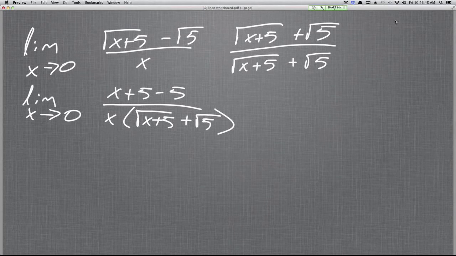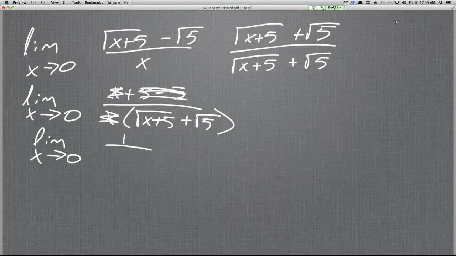So you only multiply out the conjugates part. Don't multiply out the other one. So what do I end up with in my numerator? Don't these go away and I just end up with x? And then these x's can cancel? So that gives me 1 over the square root of x plus 5 plus the square root of 5.